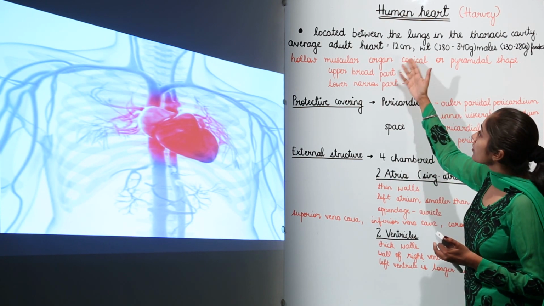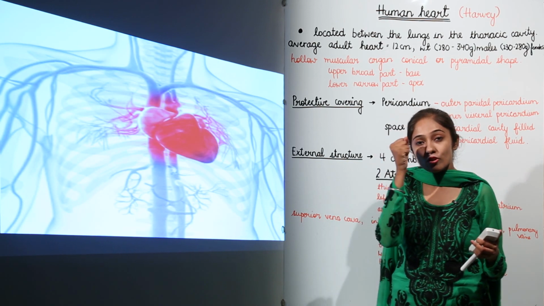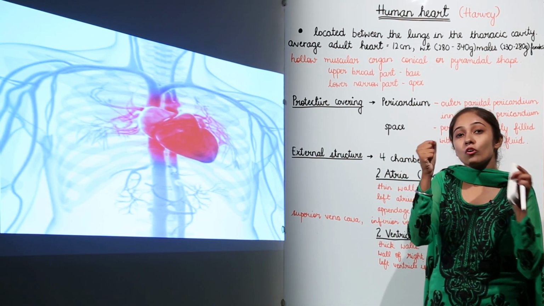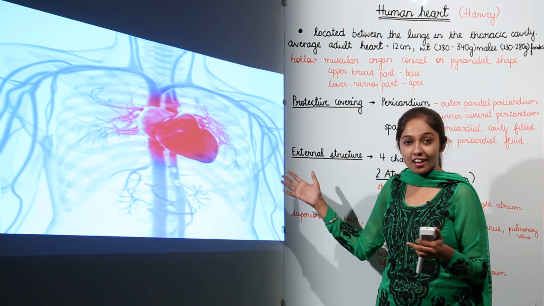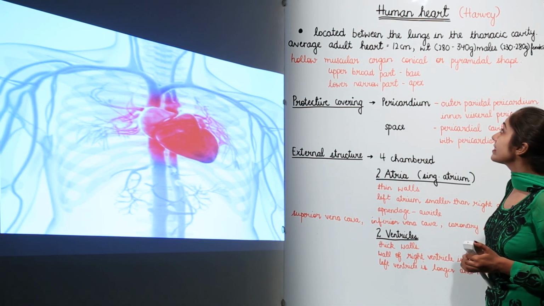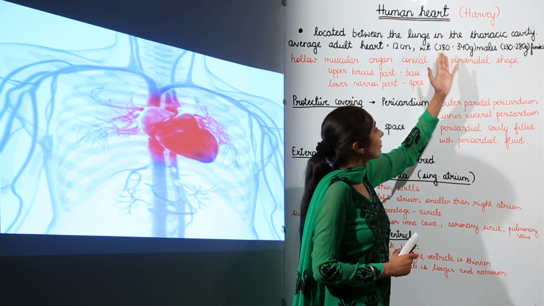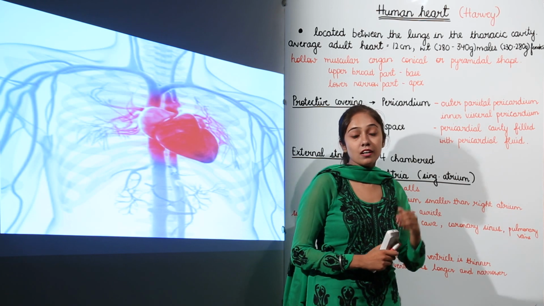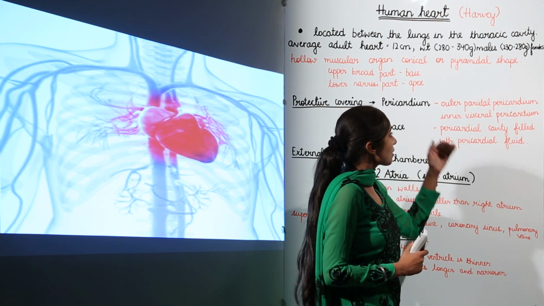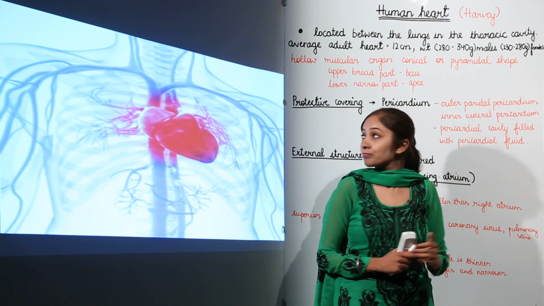You can relate it approximately with the size of your fist, right? The size of your fist can actually be correlated with the size of the heart. The weight of the heart in males is approximately 280 to 340 grams, and in females the weight of the heart is comparatively less, that is 230 to 280 grams.